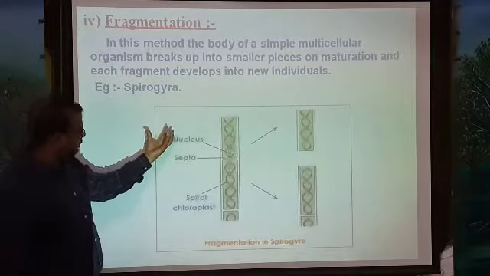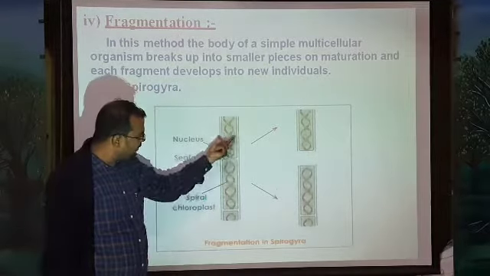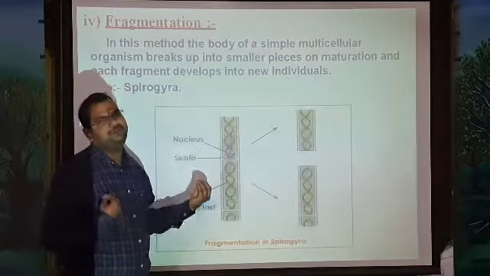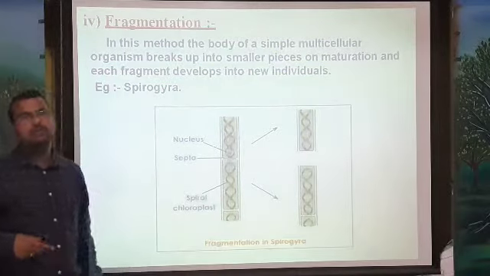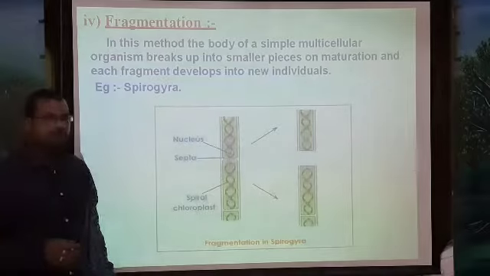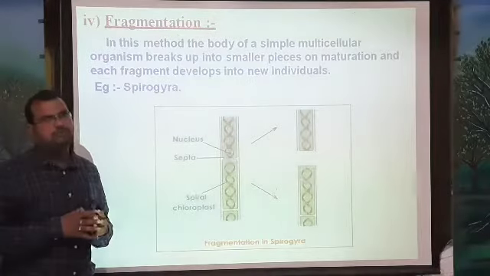So spirogyra is an example. Spirogyra breaks up into a number of fragments. Fragment means a number of pieces. Each piece again is going to become a new individual. So that is called the fragmentation mode. This is the fourth asexual mode of reproduction.